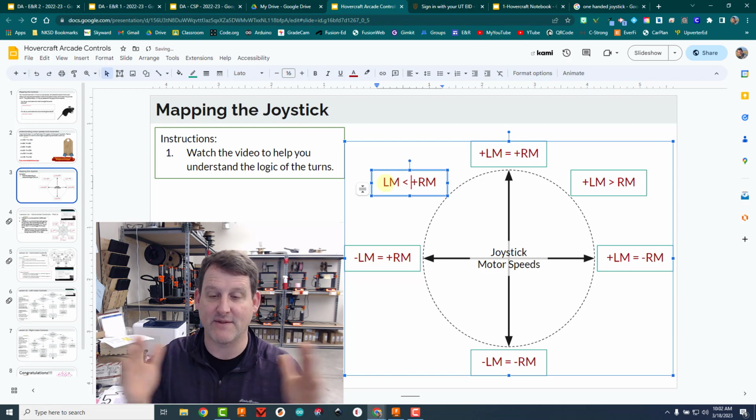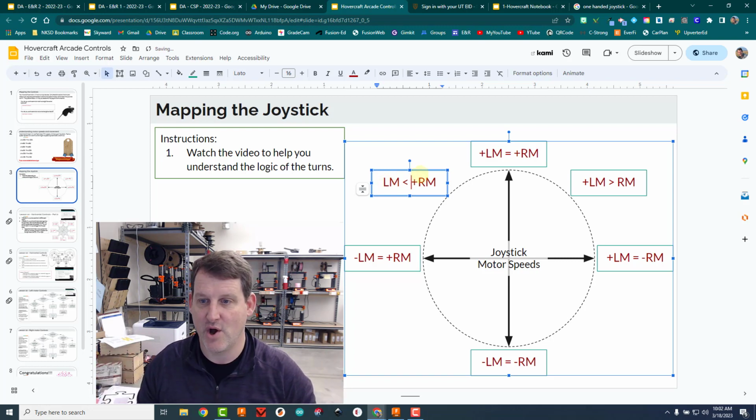Now, the more different they are, the sharper the turn is. So when the joystick's up here, barely off to the left a little bit, there shouldn't be a very big difference between these two. When it's down over here and it's mostly to the left, there should be a huge difference between these two things. And we'll try and figure out a way to make that happen.